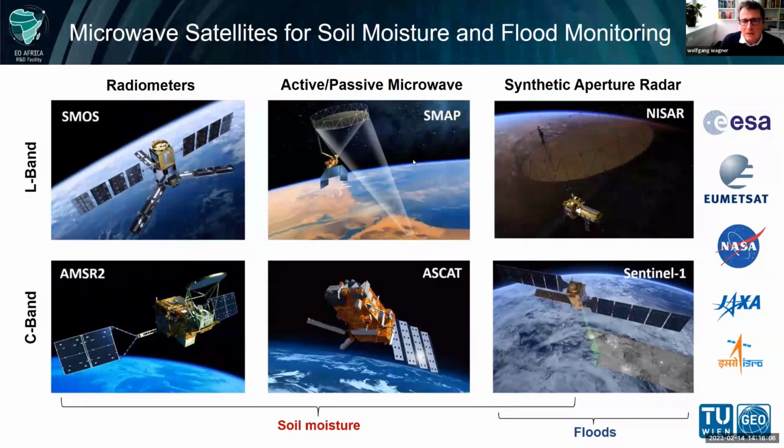In the middle, you see systems that are either active only or active and passive. Very famous is the mission here in the middle. That's the Soil Moisture Active Passive mission operated by NASA, that had both a capability for observing active measurements and passive measurements. Unfortunately, very soon after launch, the active channel failed. So at the moment, we only have the passive channel that gives you a native resolution of about 36 kilometers.